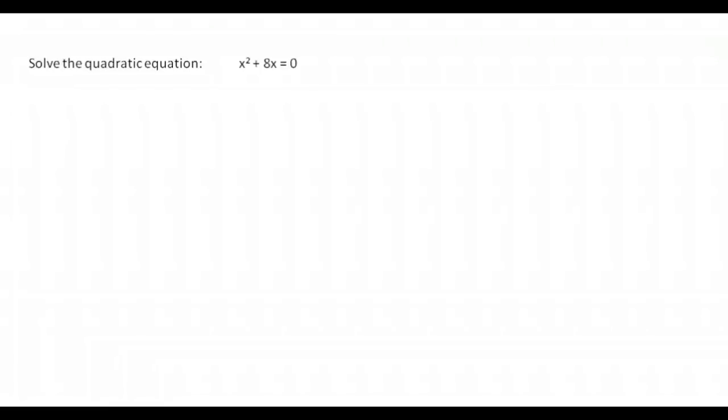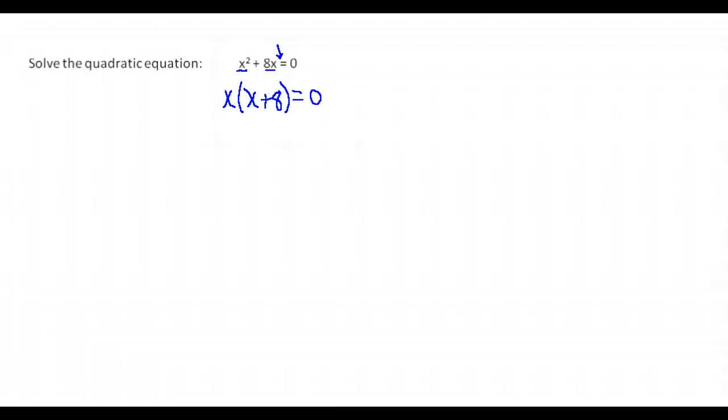Notice this one's a little different. It's already set equal to 0, because that's my first step. It needs to be equal to 0. But notice I don't have a constant term on the end. When there's no constant term on the end, we're just going to use basic factoring principles. We're going to factor out whatever they have in common, the x squared and the 8x. They both have an x. If I pull out an x, I would just have x plus 8 left over.